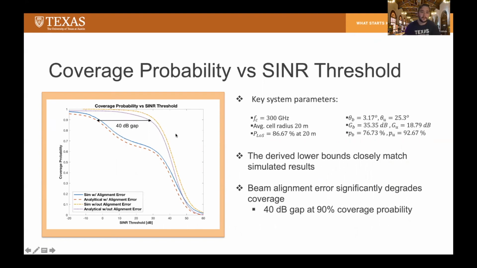This figure depicts the coverage performance of a terahertz cellular network with and without the effect of beam misalignment being considered. We show this for both simulated results and the analytical lower bound that we derived. You can see that the lower bound performs pretty closely to the simulated results. And also, beam misalignment is a significant feature. At the 90% coverage level, there's a 40 dB difference in performance between the two, which is quite significant.